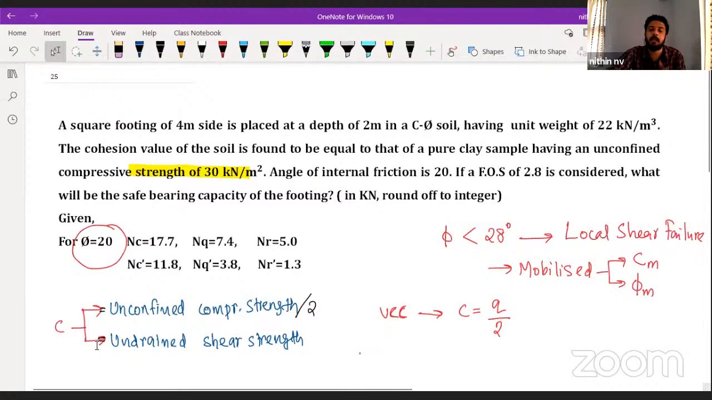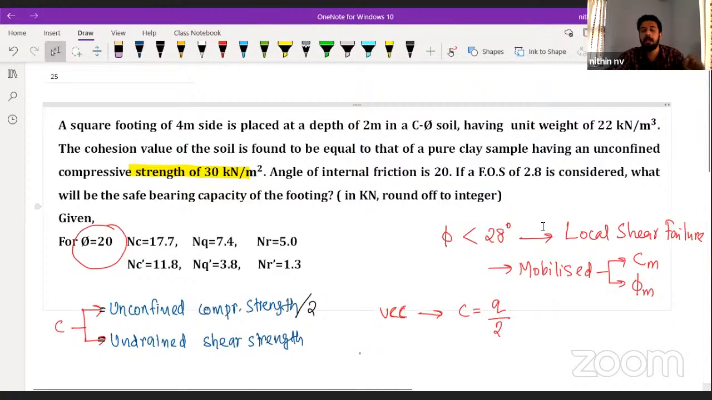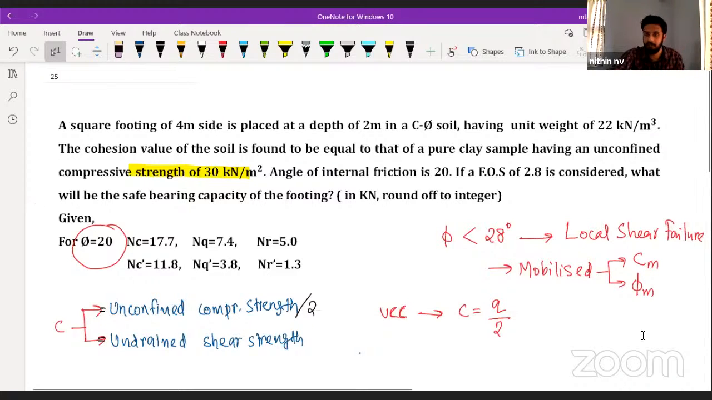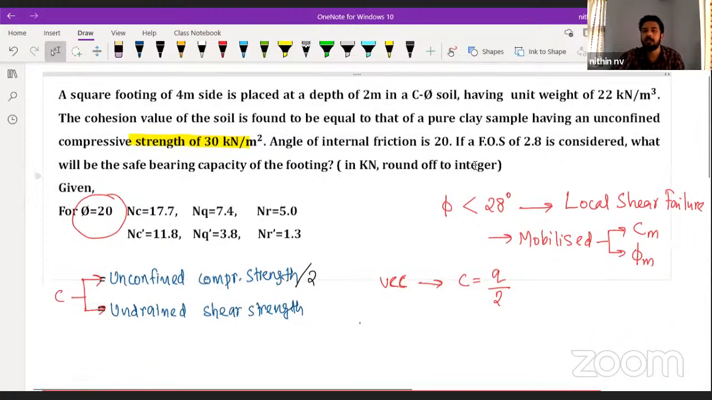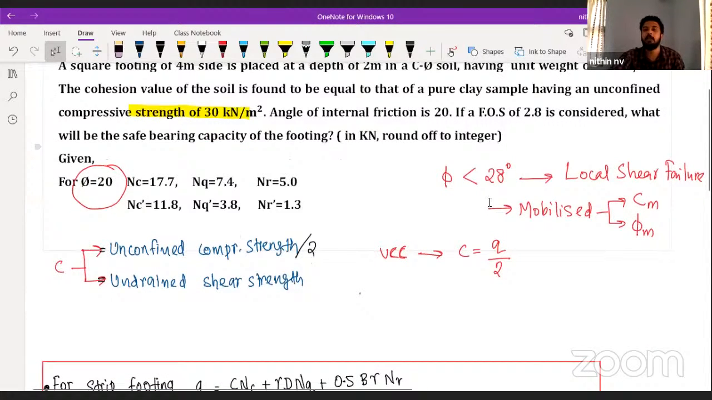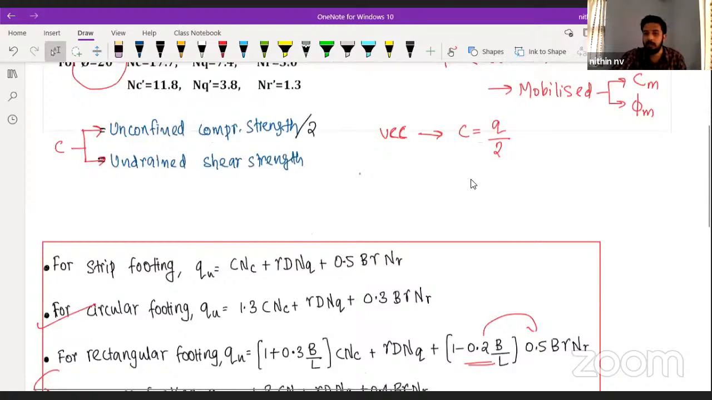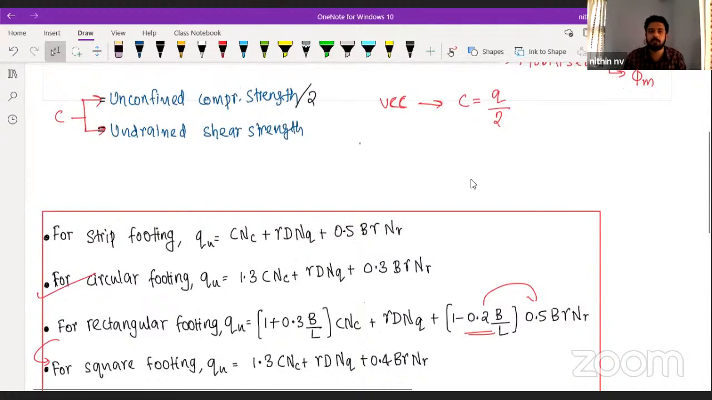If they are giving a value which is less than 28 degree, either they can give like that, or they can tell in the question, assume local shear failure. If it is greater than 28 degree, that shear failure is known as general shear failure. If it is less than 28, even though they are not mentioning, we have to consider a mobilized value. What are those mobilized values?